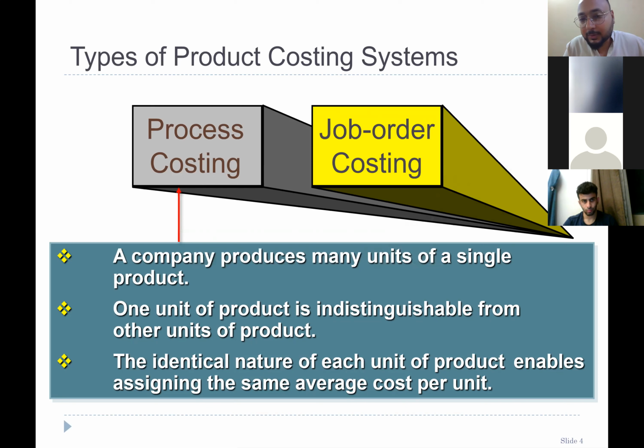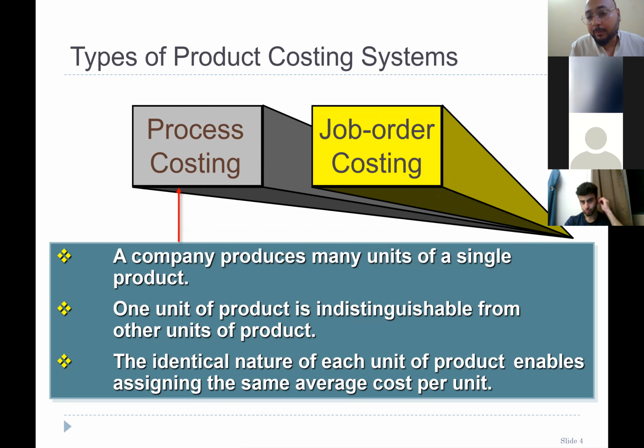In process costing, a company is basically making a single product. So in a single product, they are applying the same costing process, which means product cost is going to be easily calculated. Because you are just producing one type of unit, all you need to do is divide the cost by the number of units produced, and you will have the product cost.